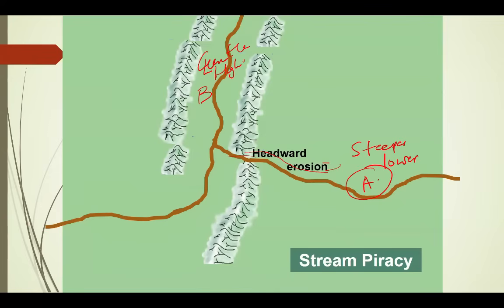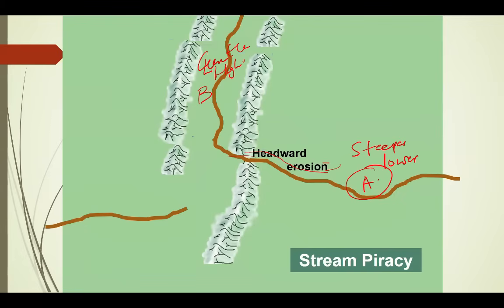So then at the point where they join, what's going to happen? This water is going to flow towards the lowest point. This water is going to follow a steep gradient towards the lowest point. And then what is happening now? This is what we call river capture or stream piracy.